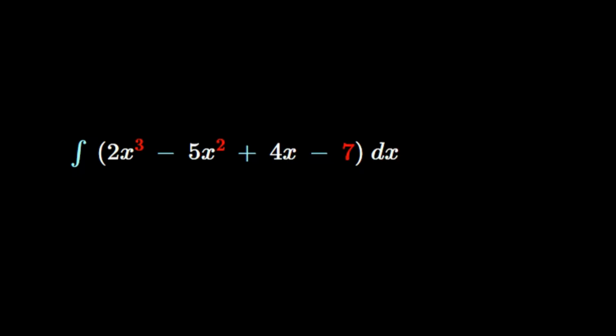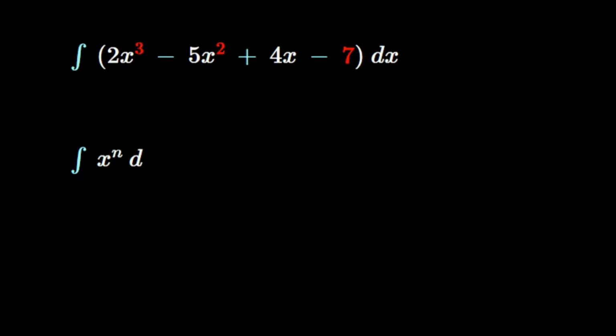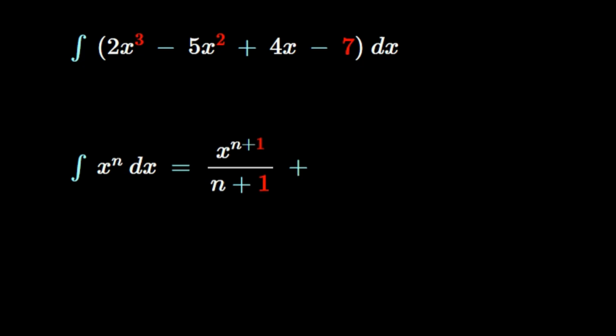To integrate a polynomial expression, you integrate each term one by one using the power rule. The integral of x^n dx equals x^(n+1) divided by (n+1) plus C. Now apply that to each term in the expression.